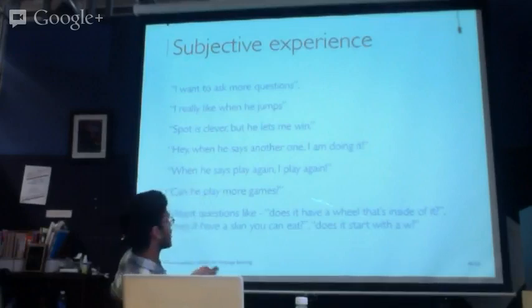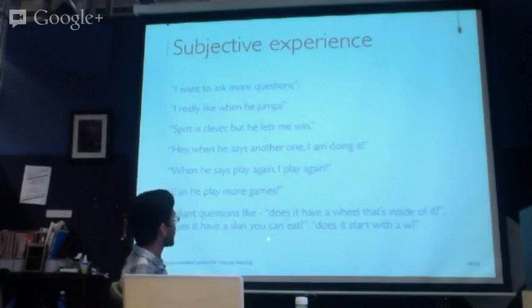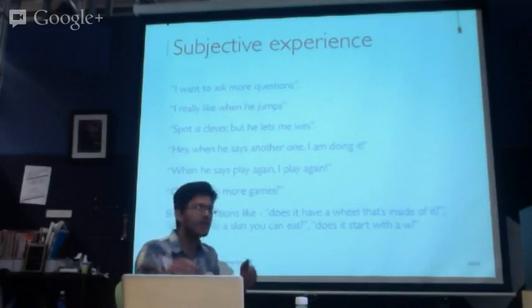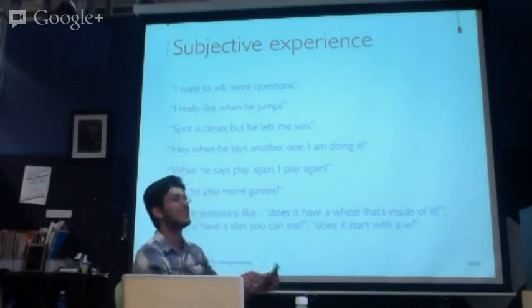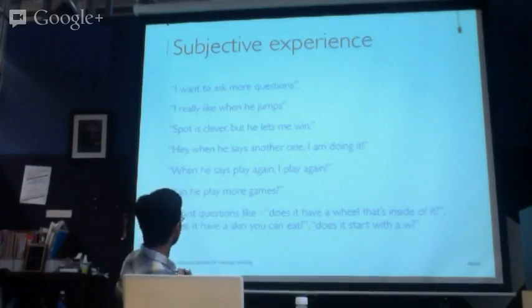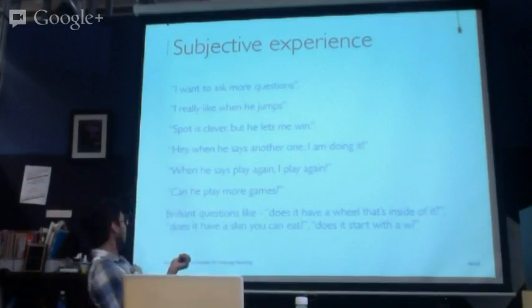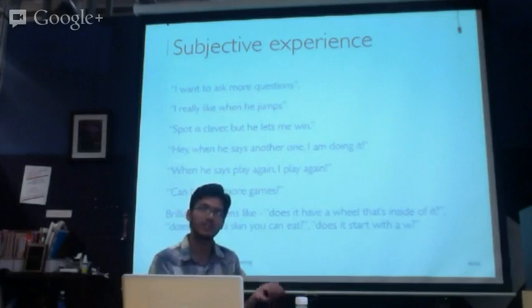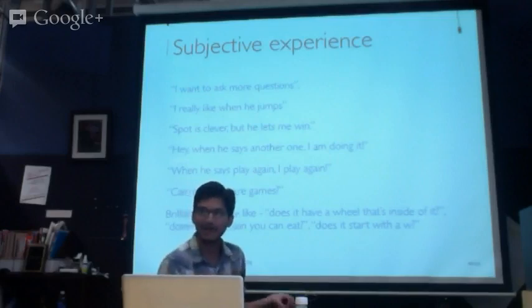I also wanted to share some of the brilliant questions that we saw. They're all from the agent condition. There was a child who was trying to distinguish, I think, between a car and a bike, and I think he asked, does it have a wheel that's inside of it? He's trying to ask about the steering wheel, and I think that's a brilliant question. Since I was listening to it, it took me a while to understand what he was asking, but then I was like, oh, steering wheel, yeah. And then this one: does it have a skin you can eat? I think this question came up when they were trying to distinguish between an orange and an apple. For an orange, you arguably do not eat the skin, and that is the question that they asked.